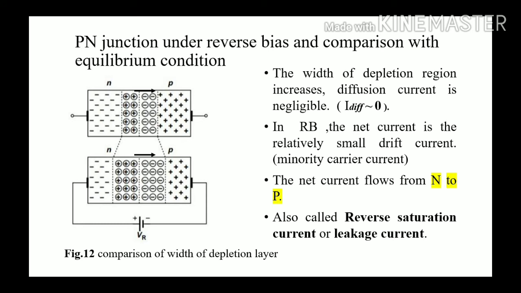As the width of the depletion layer increases, the resistance also increases. Thereby, diffusion currents are negligible. Therefore, the net current is a relatively small drift current from the N side to the P side. This current is due to the drift of thermally generated minority carriers. This current is also called reverse saturation current or leakage current.